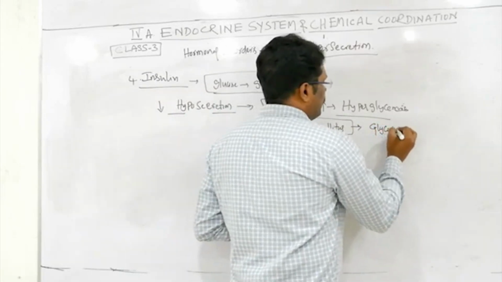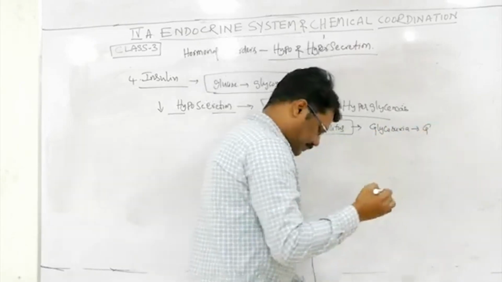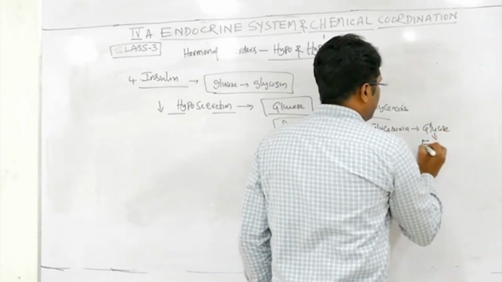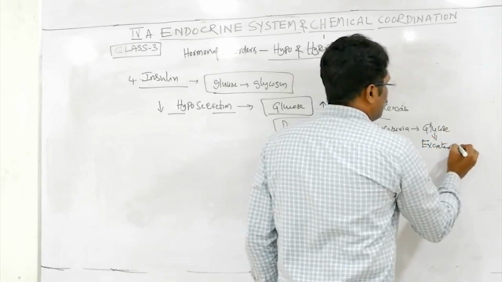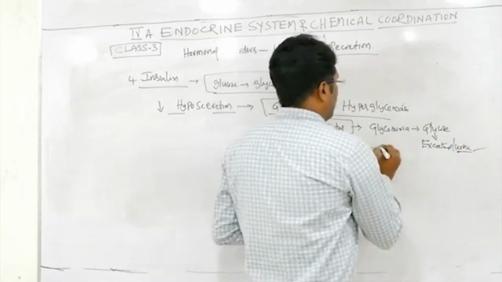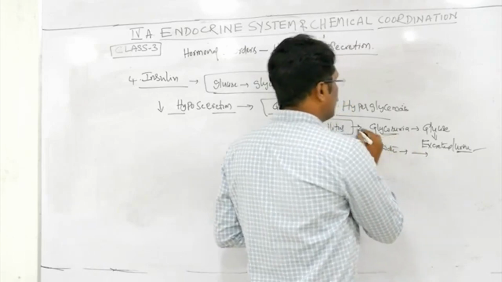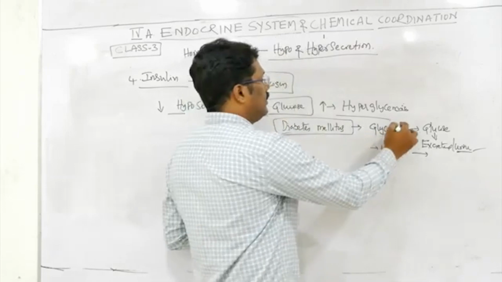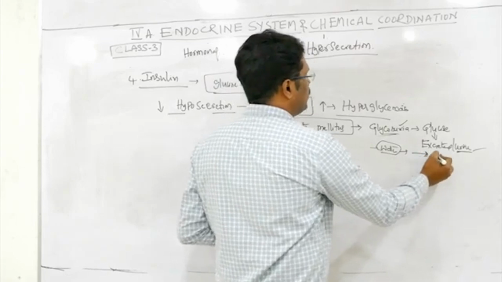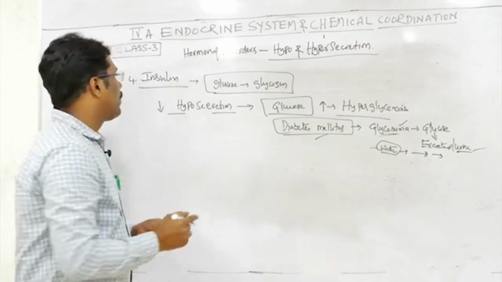So diabetes mellitus is characterized by glycosuria. Glycosuria means the glucose is excreted through urine, and more water is also released through this urine. Glycosuria means glucose in the urine, and water is also released or excreted through this urine. So this condition is called diabetes mellitus.